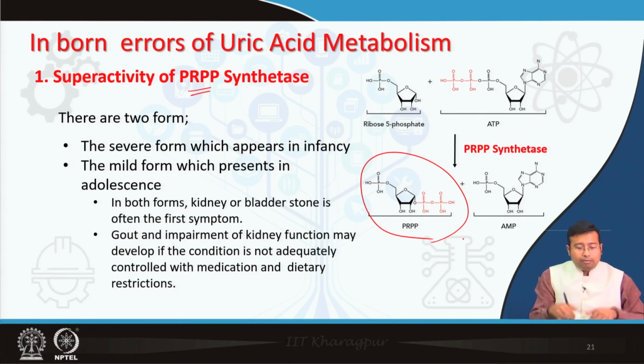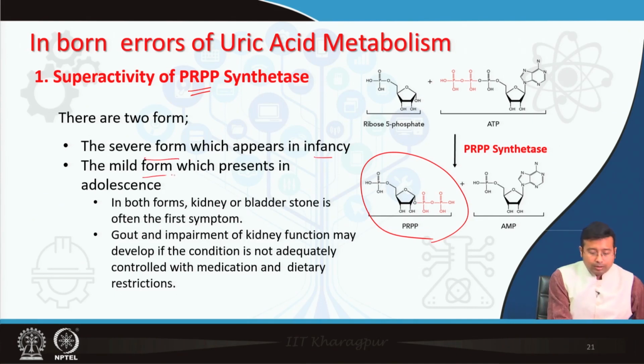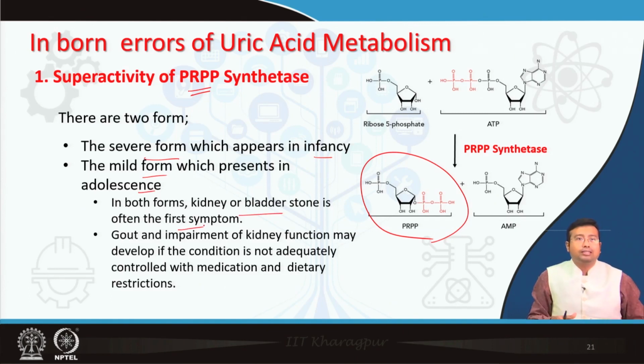So this enzyme superactivity can vary. It can be a very severe form which appears in infancy, and there is a mild form which presents in adolescence. In both forms, kidney or bladder stone is the first symptom because there is excess production of uric acid. Apart from that, gout and impairment of kidney function may develop if they are not properly controlled.